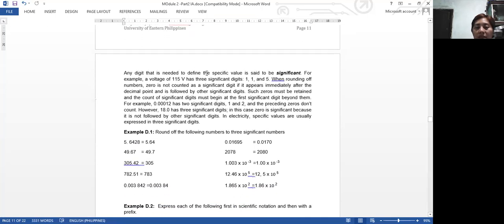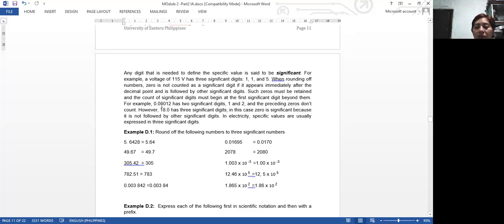Any digit that is needed to define a specific value is said to be significant. Again, when we say significant, any digit that is needed to define the specific value is significant. For example, a voltage of 115 volts has 3 significant digits: 1, 1, and 5. When rounding off numbers, 0 is not counted as a significant digit if it appears immediately after the decimal point and is followed by other significant digits. Such zeros must be retained, and the count of significant digits must begin at the first significant digit beyond them.